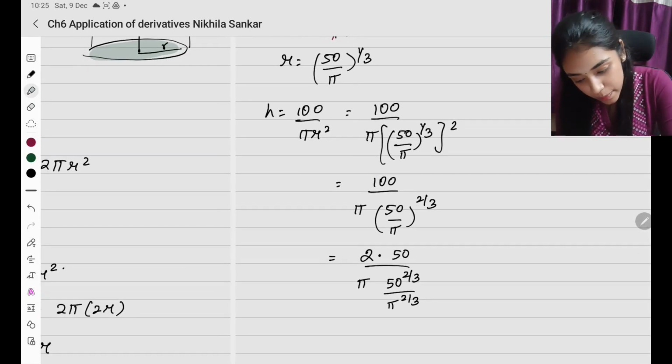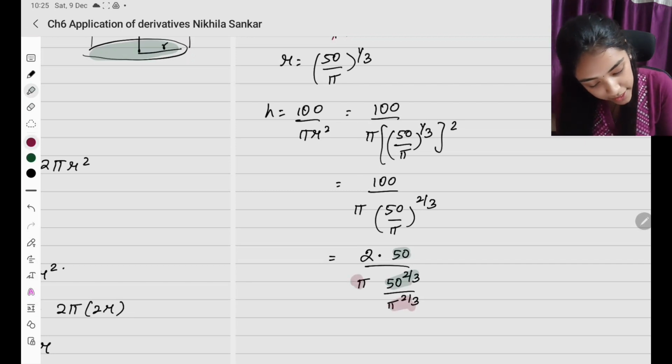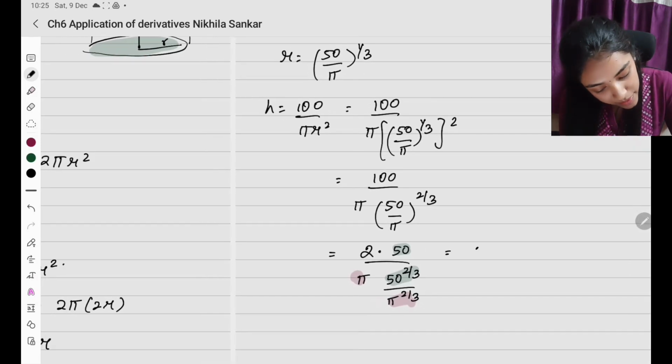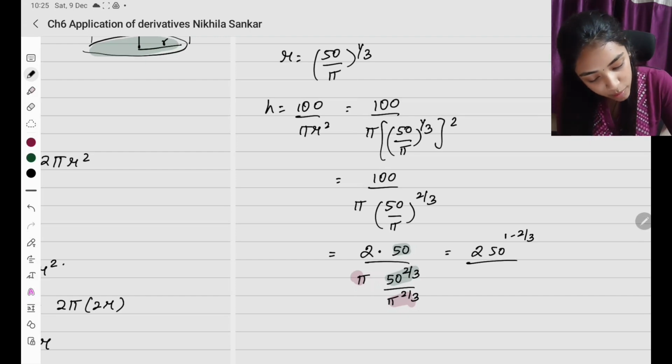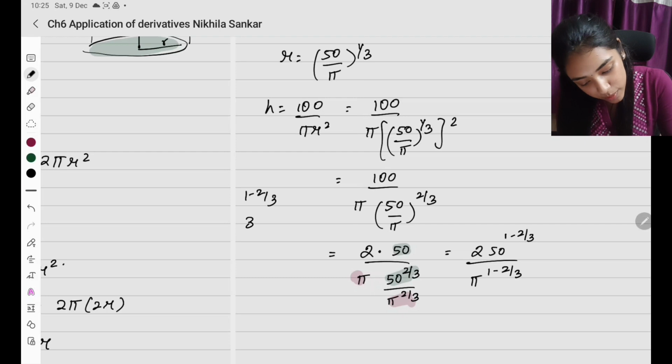So I can club this 50 and this, and I can also club the pi and the pi to the power 2 divided by 3. So what happens? I have 2 times 50 to the power 1 minus 2 divided by 3, and in the denominator I have pi to the power 1 minus 2 divided by 3. What is 1 minus 2 divided by 3? It is going to be 3 minus 2 divided by 3, which is 1 divided by 3.